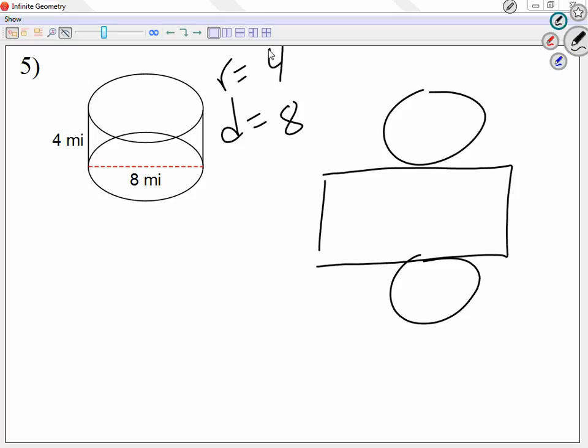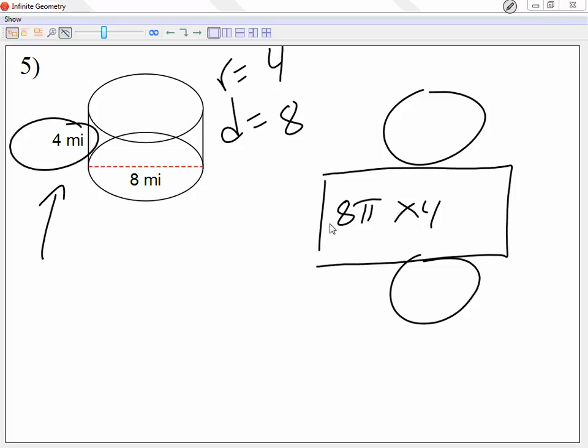Because I'm going to use both measurements. For my rectangle, I'm going to use my diameter. The distance around the circle is diameter times pi, so I'm using my diameter. So the distance around the circle is 8 pi, and I'm going to multiply this by 4, the height, which I got from right here. 8 pi times 4 gives me 32 pi.